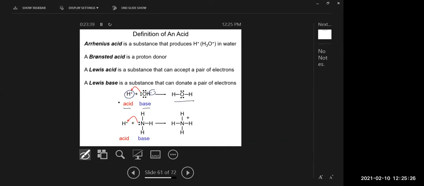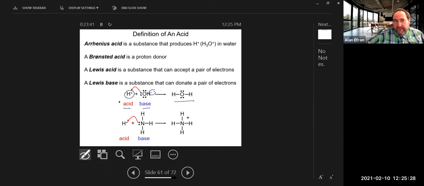Still the same definition from Bronsted-Lowry in terms of determining which one's the acid and which one's the base. Obviously, the acid is something that donates the H plus, and accepting the H plus would be the OH minus, which would be the base. So it does give you the same answer if you look at it in the Bronsted definition versus the Lewis definition. But again, one is talking about electrons and one is talking about H plus donation.